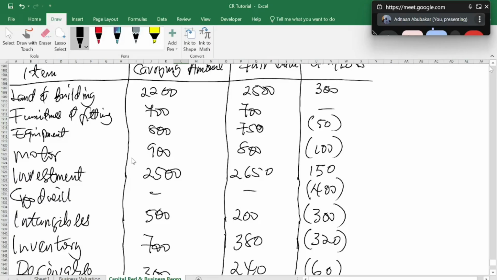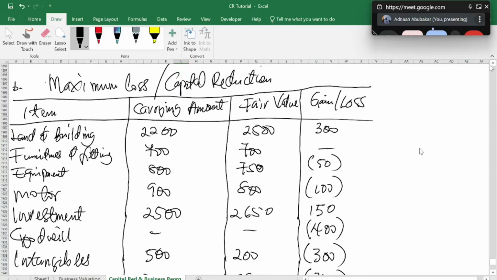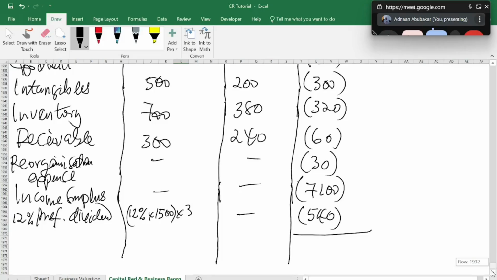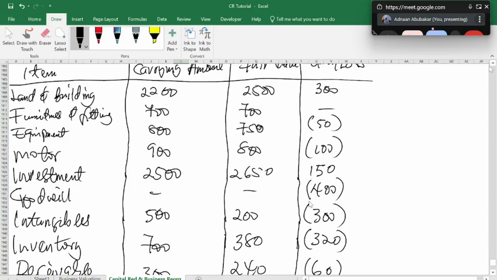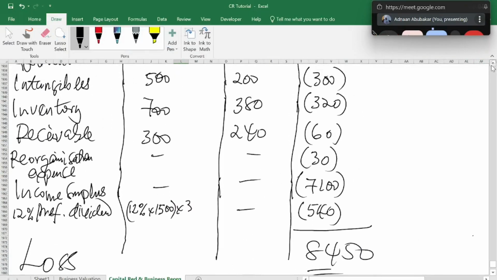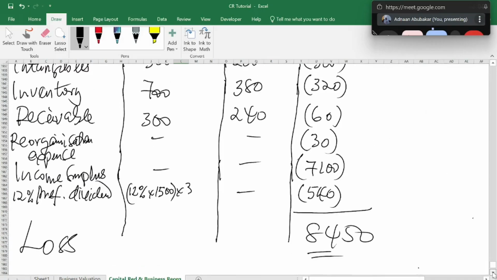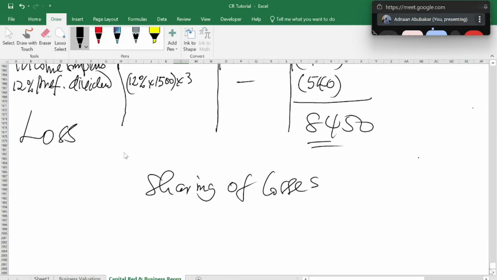So how I've arranged it, we call it maximum loss or capital reduction. So at the end of the day, when you sum this all up, you'll get the loss here, and the stakeholders will bear the loss. That is it. You understand? So when you add it up, what do you have? So I'm doing it. All right. So the losses. After we added the losses, how much did we get? We got 8,450.